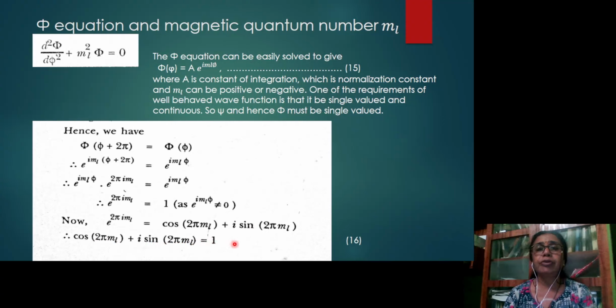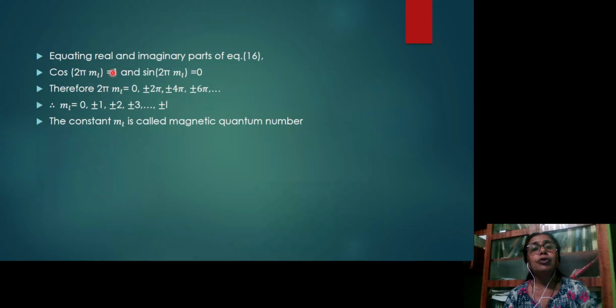So if we equate the real part and imaginary part on both the sides, then what do we get? Cos of 2 pi ml has to be equal to 1, that is the real part, and sin of 2 pi ml has to be equal to 0, that is the imaginary part. Therefore, these two conditions are simultaneously satisfied only if 2 pi ml is even multiple of 2 pi.